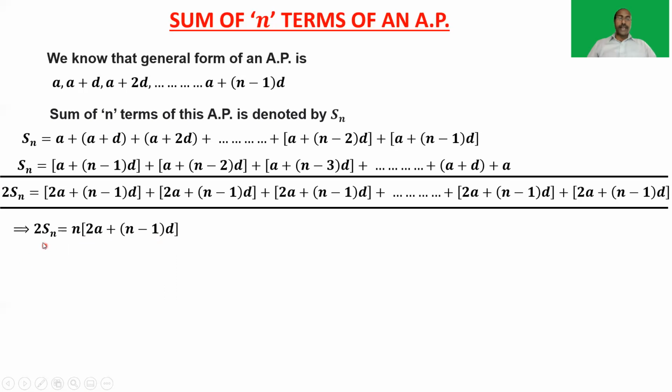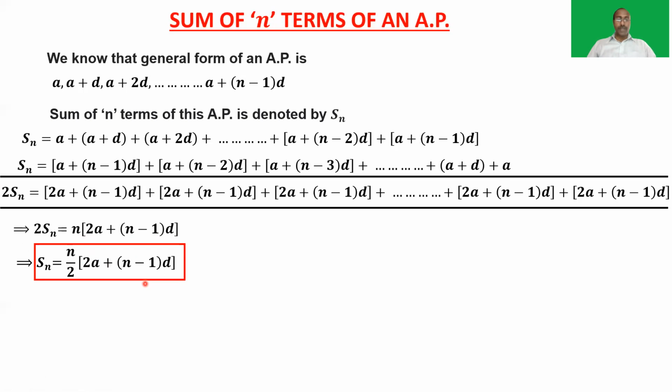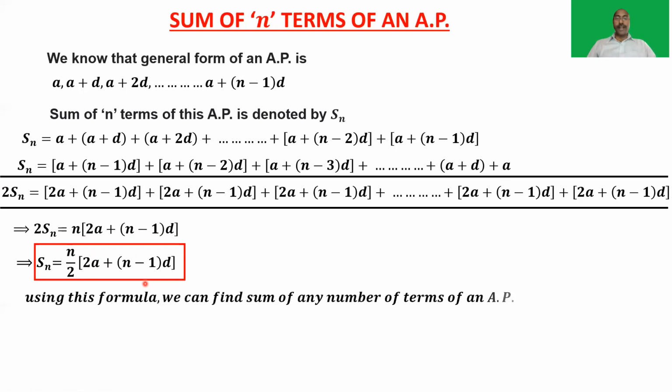And from this, by transferring 2 to the right side, we can write Sn is equal to n by 2 into (2a plus (n minus 1) into d). This is the formula to find the sum of n terms of an arithmetic progression. Using this formula, we can find the sum of any number of terms of an AP. We can find the sum of 2 terms, the sum of 3 terms, the sum of 100 terms, as well as the sum of any number of terms.